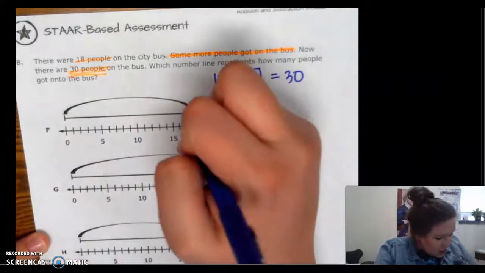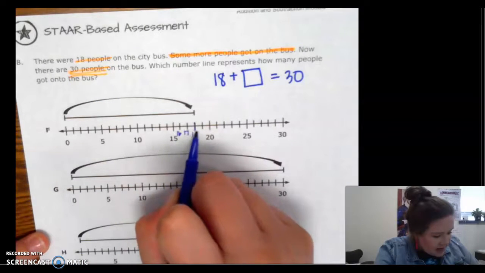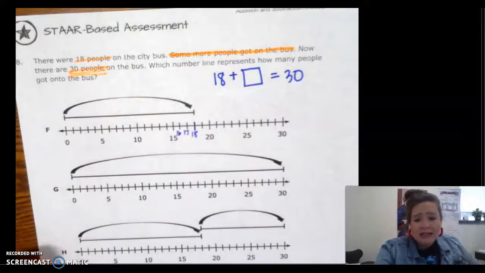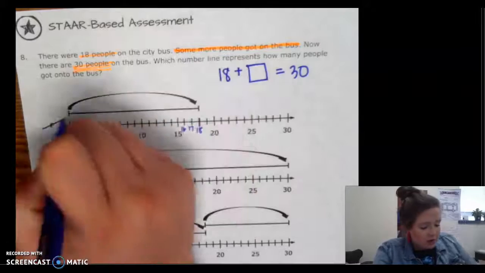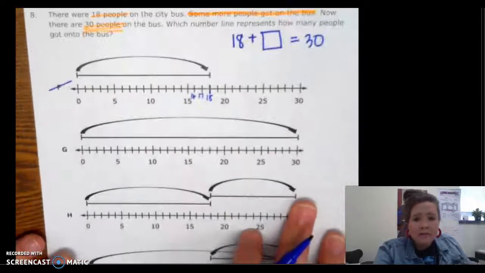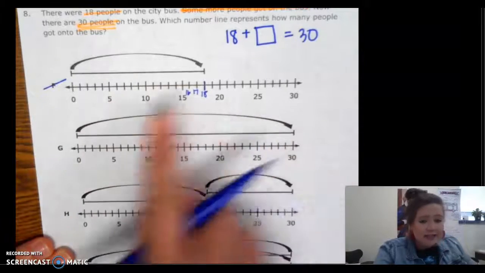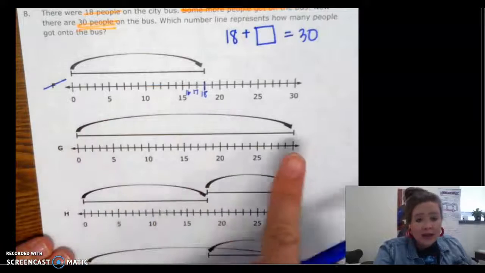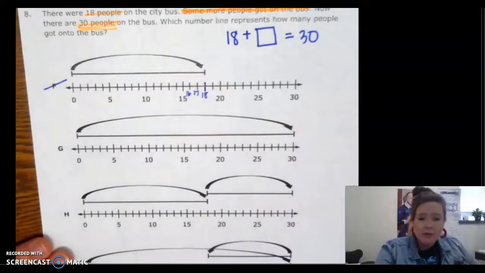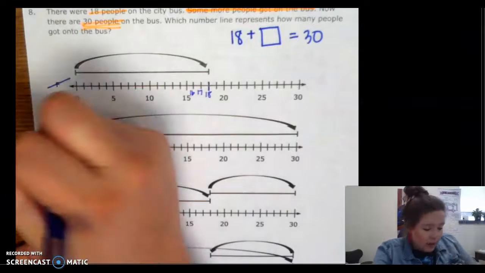So let's look at this letter F. This lands on 15, 16, 17, 18. That tells me that only 18 people were on the bus. Is that true? No, that is not true. Letter G. This just goes all the way to 30. Does that demonstrate that we had an amount and then more got on and then we ended with 30? No, this word problem does not demonstrate that.